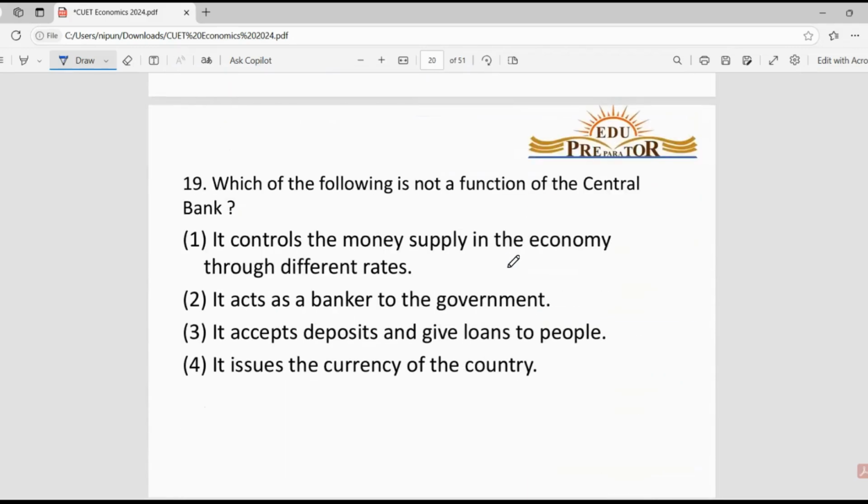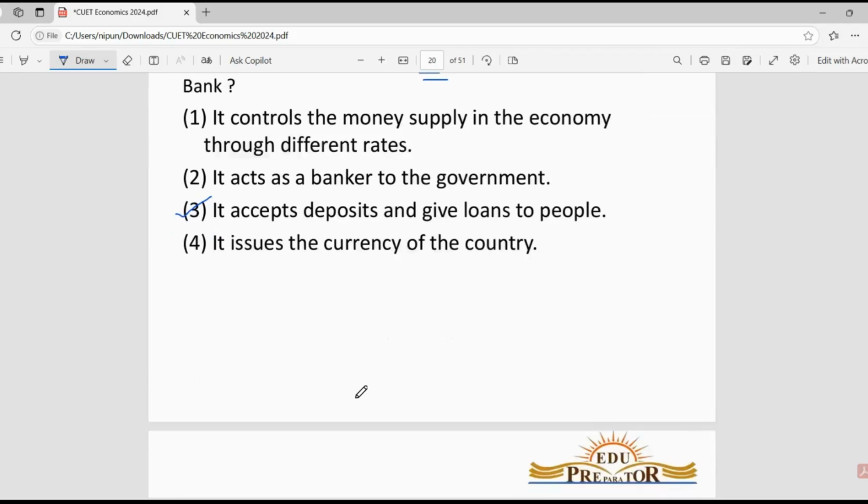Which of the following is not a function of central bank? Pay attention here, children. Not. It controls the money supply through different rates. It does that, so this is a function. It acts as a banker to the government. This is also a function. It accepts deposits and gives loans to the people. No, RBI does not have any relationship with the general public. It does not deal directly with the general public. Therefore, option number 3, that is acceptance of deposits and giving loans, is not a function of RBI, the central bank. Hence, that would be the correct answer to the question.